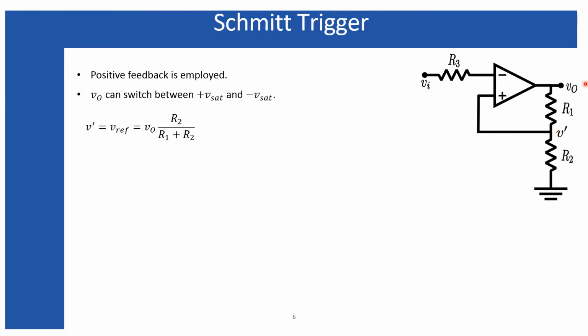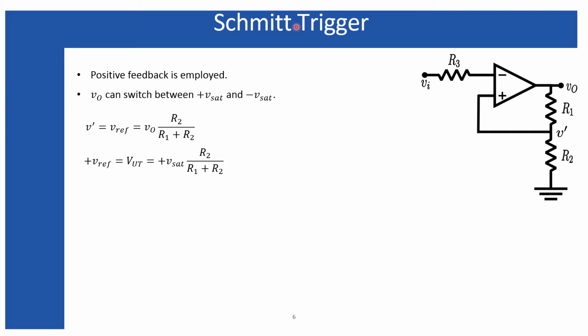Now, as we know, when an operational amplifier is in comparator mode, the output voltage should have two values, either plus Vsat or minus Vsat. Now, this is the reference voltage, V reference, which I am considering as V dash. V dash is V reference, which equals V naught times R2 divided by R2 plus R1, because the reference voltage is the voltage across this R2, and the potential across R2 is a part of the output voltage. So that is why I have such an expression for V reference.